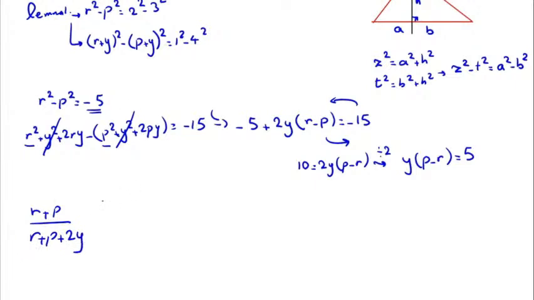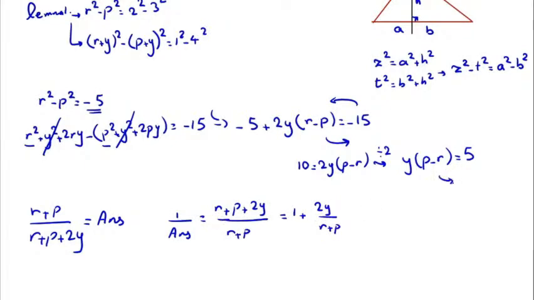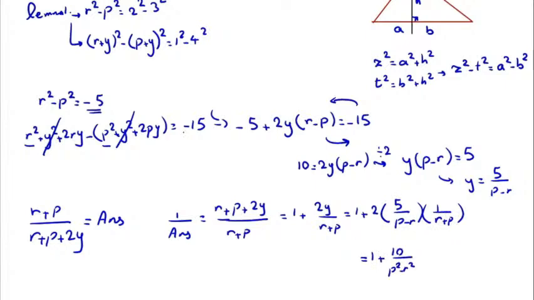Okay, so let's calculate. I consider first the reciprocal of this. So I want to find this, it is our answer. 1 over our answer is R plus P plus 2Y over R plus P. If we divide R plus P over R plus P, it will be 1 plus 2Y over R plus P. From this part, we conclude Y equal to 5 over P minus R. And here I can say 2Y will be 10 over P minus R times 1 over R plus P. So it will be 1 plus 10 over P squared minus R squared. Now, we know R squared minus P squared is negative 5, so it will be 5.